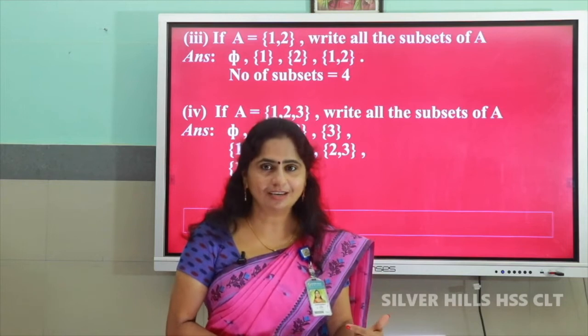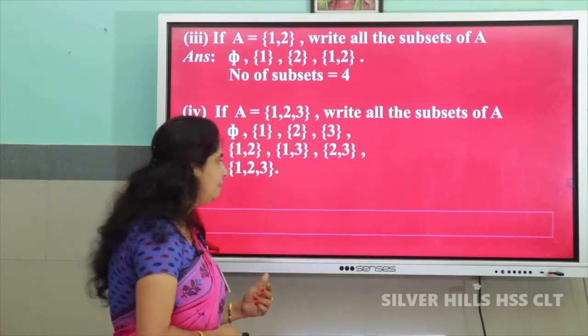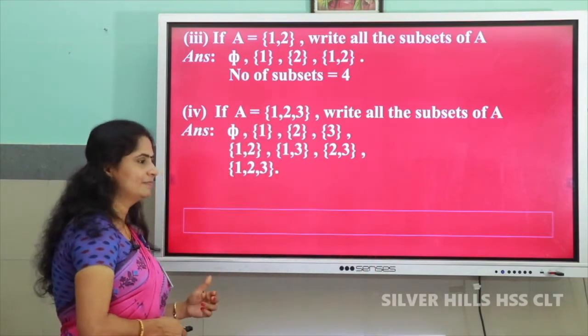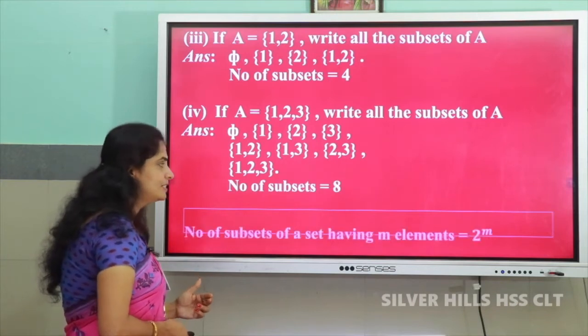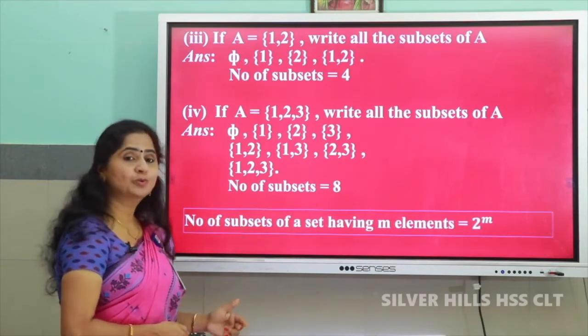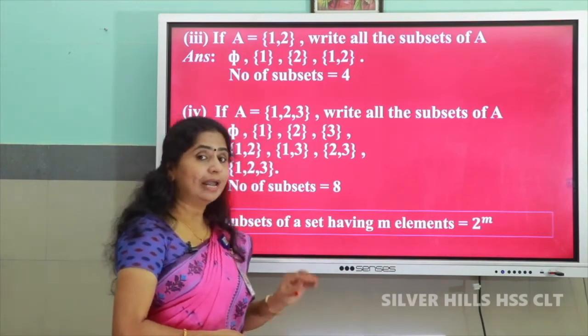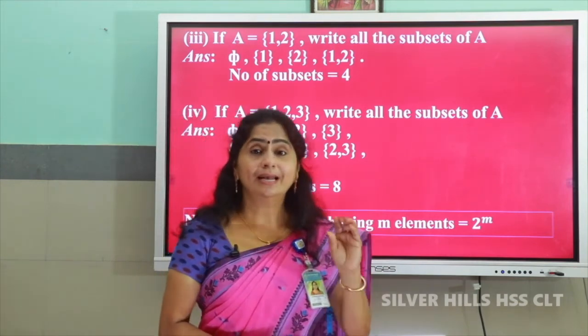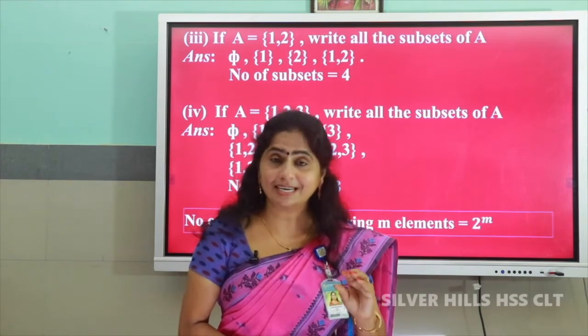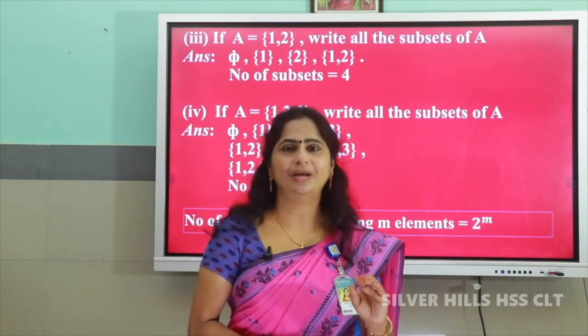So, in general, we can say that if A has got m elements, then the number of subsets is equal to 2 raised to m. If A has got m elements, then the number of subsets of a set A is equal to 2 raised to m.